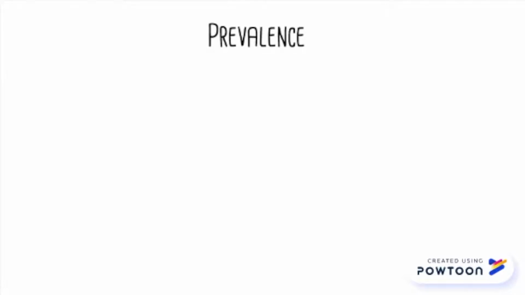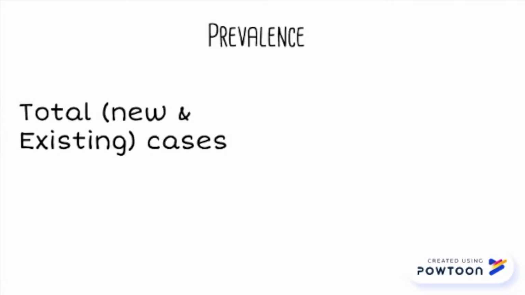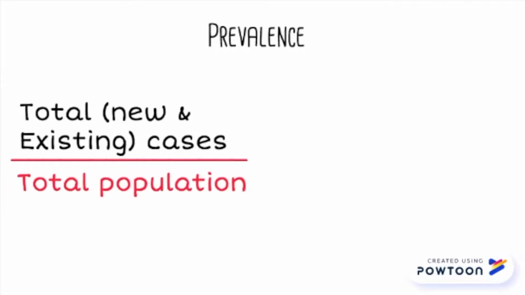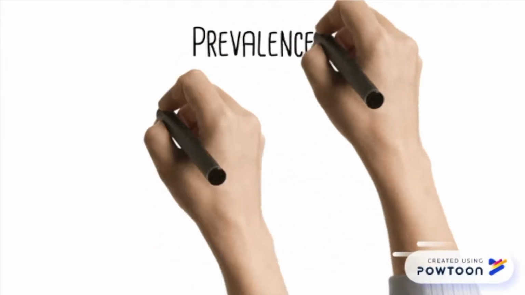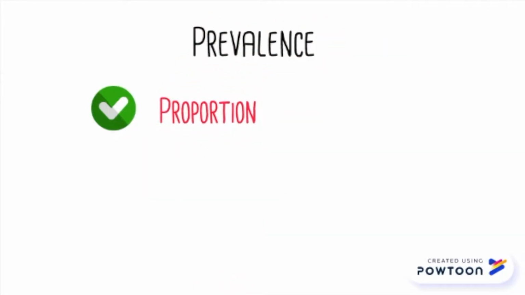The first measure we'll look at today is called prevalence. It's defined as the number of both new and existing, or in other words, the total number of cases within a given time period, divided by the total population within that time period. If you didn't already notice, prevalence is a proportion and gives us a good idea of disease burden within a population. It, however, does not provide us with information about its risk.